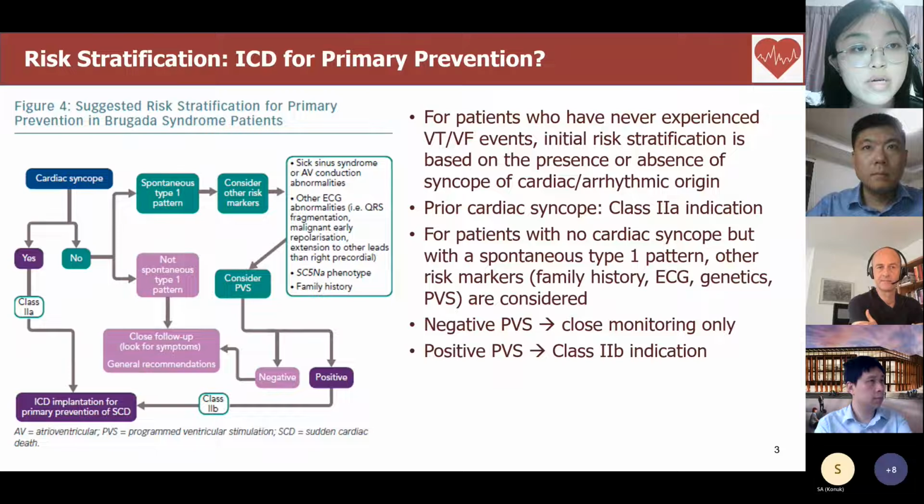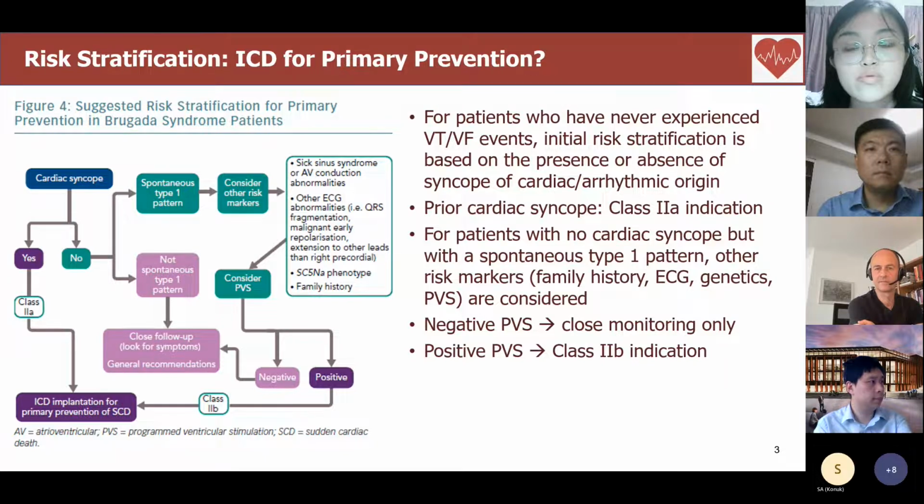The question of risk stratification remains in the use of implantable cardioverter defibrillators for primary prevention amongst Brugada syndrome patients. For patients who have never experienced ventricular tachyarrhythmic events, initial risk stratification is based on the presence or absence of syncope of cardiac or arrhythmic origin. Amongst patients with previous episodes of cardiac syncope, there is a Class 2A indication for the use of implantable cardioverter defibrillators.